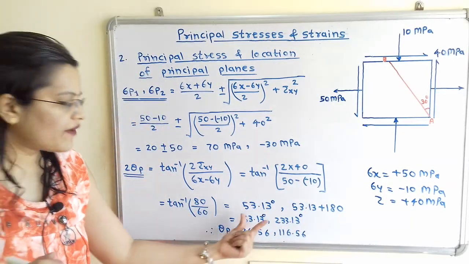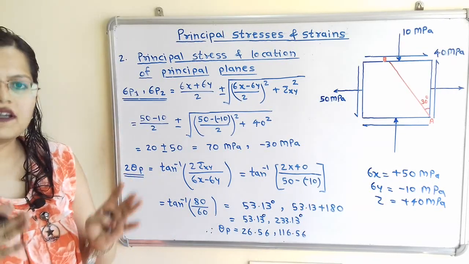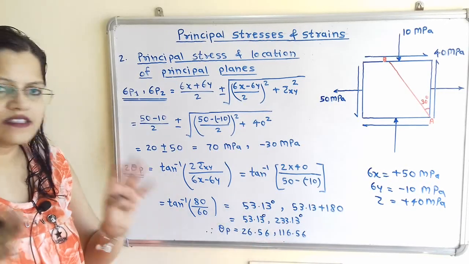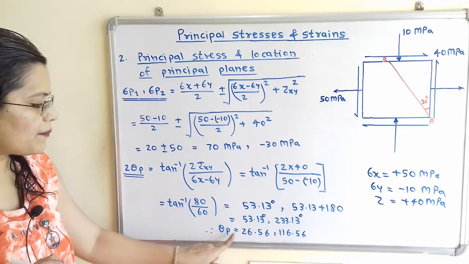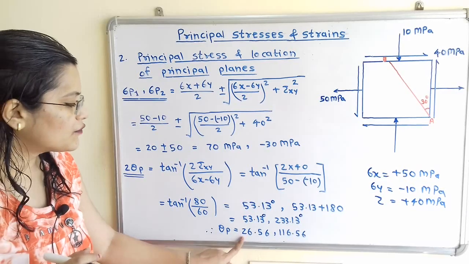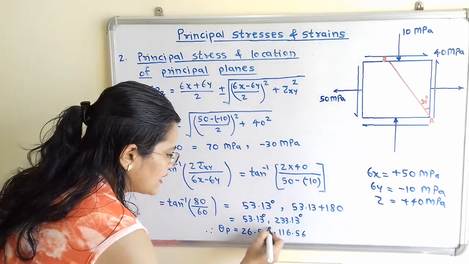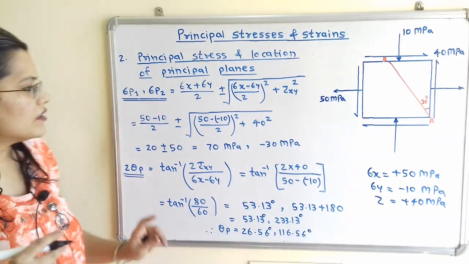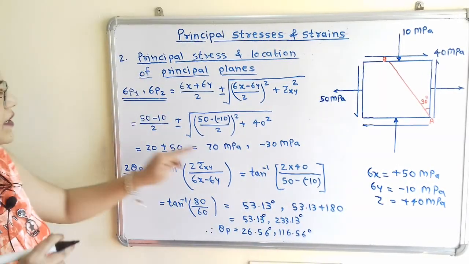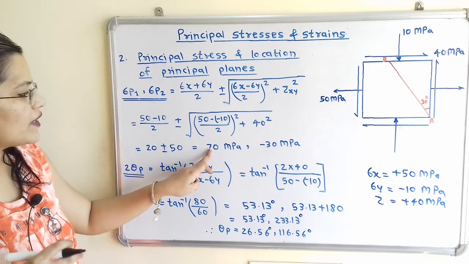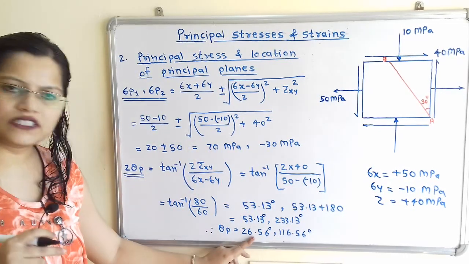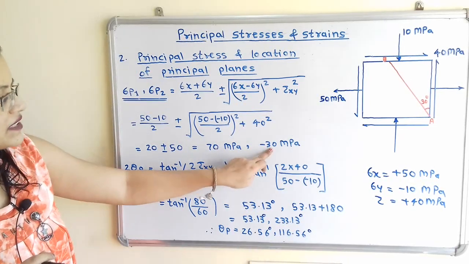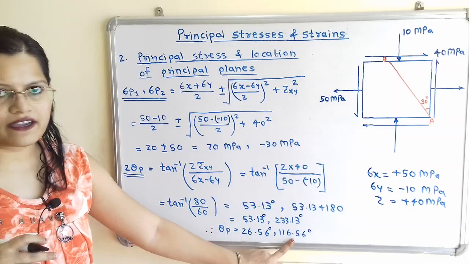Now this is the value for 2 theta p, but actually we want theta p. So we will divide these angles by 2. So the answer is theta p is equal to first angle 26.56 degree and second angle 116.56 degree. Now if we observe the stresses, the maximum stress we have to show at the first angle, that is 26.56 degree, and the minimum stress we have to show at the second angle.